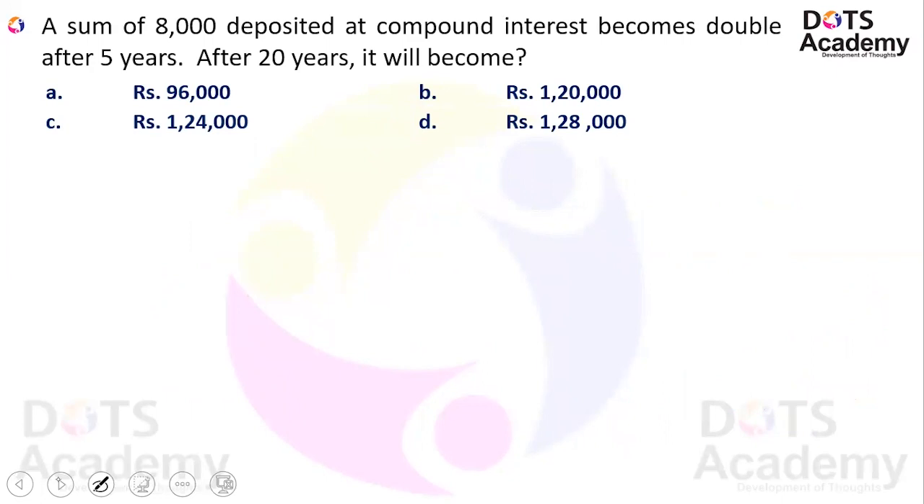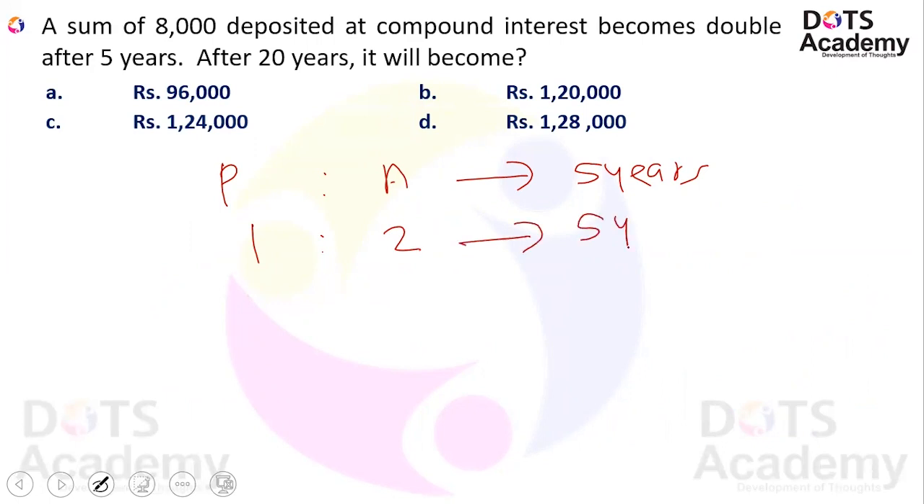Here the question is, a sum of 8,000 deposited at compound interest becomes double after 5 years. After 20 years, it will become what? Again, we can apply the shortcut method. That is, principal to amount after 5 years is equal to 1 is to 2, because principal becomes double in 5 years. So 1 is to 2 is the ratio of principal to amount in 5 years.